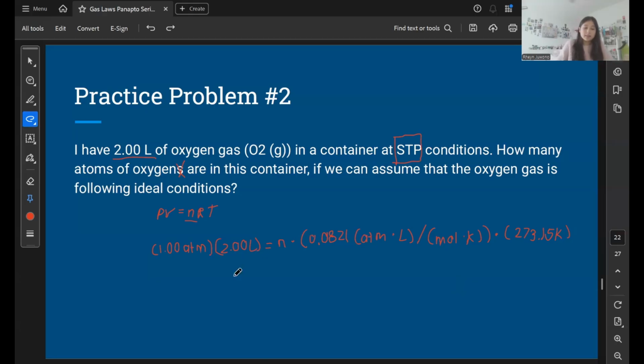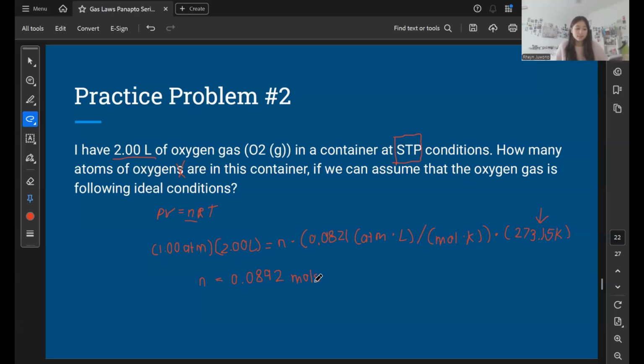So that's going to give us an n equal to a large decimal number, but let's remember to round to the right number of sig figs. So we have 5 sig figs in the Kelvin statement, but since everything else only has 3 sig figs, we'll round to 3 sig figs. So we'll just say n is equal to 0.0892 moles.